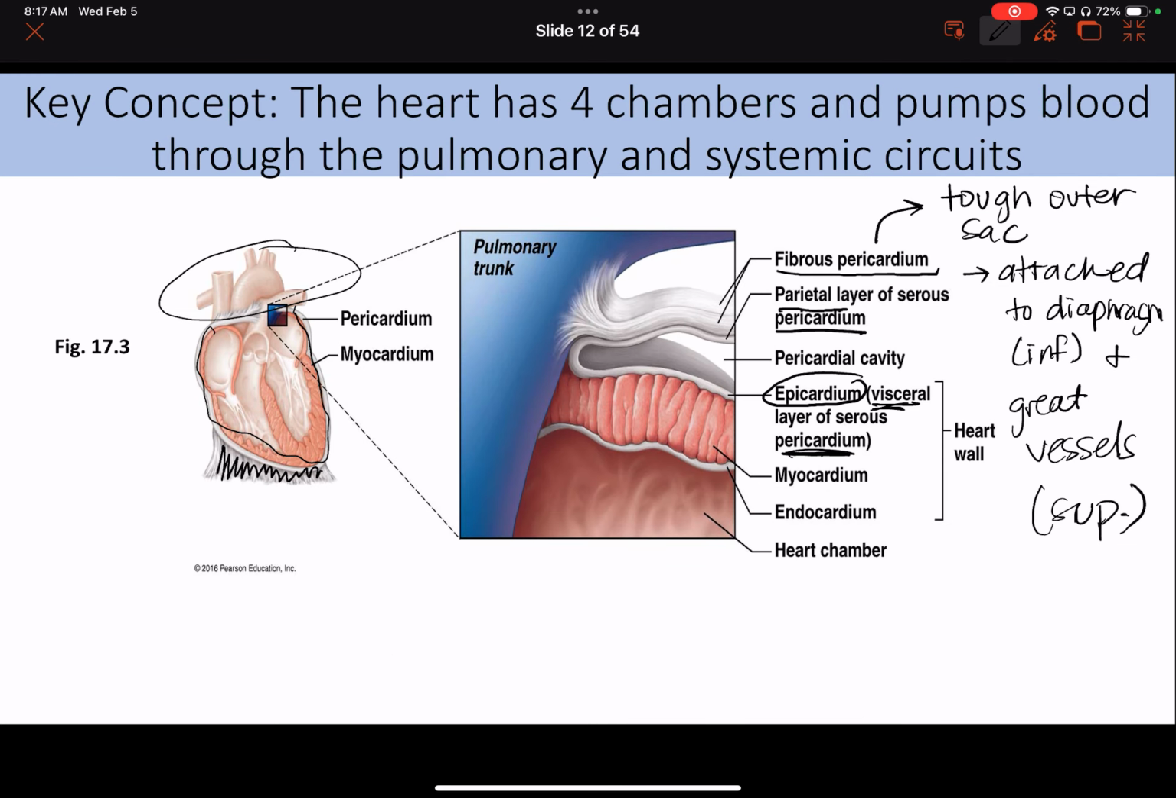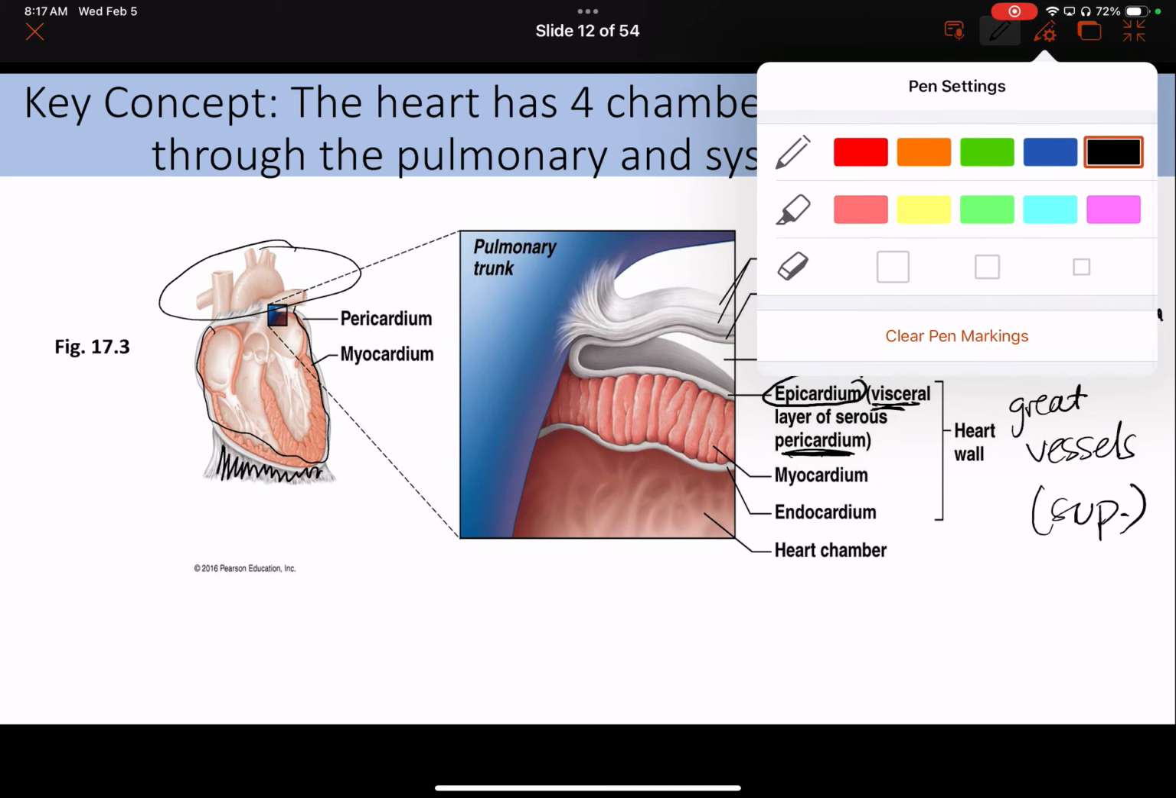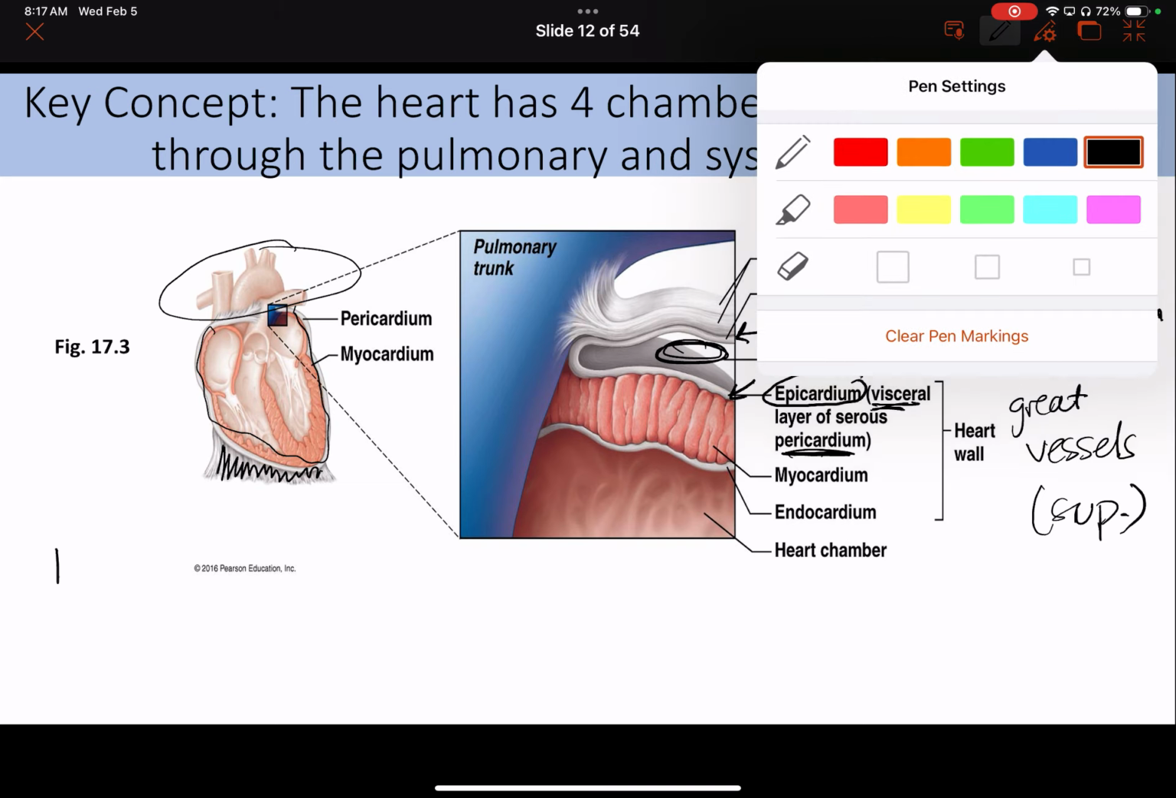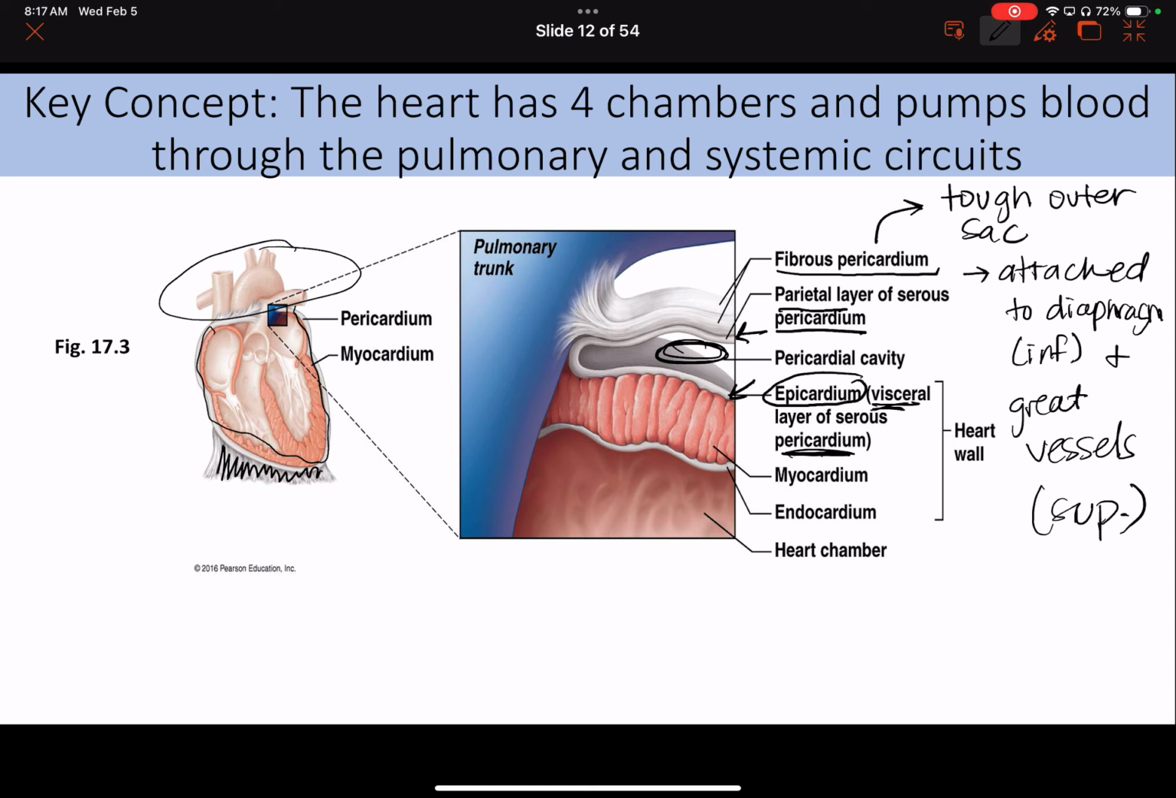Okay. And so we're still talking about pericardium. So we have the visceral pericardium and the parietal pericardium, and then there's a space in between. So the space in between the parietal and the visceral pericardium is the pericardial cavity. So here's the parietal, here's the visceral, and the space in between is the pericardial cavity. Okay, so pericardial cavity is a thin space between those layers.